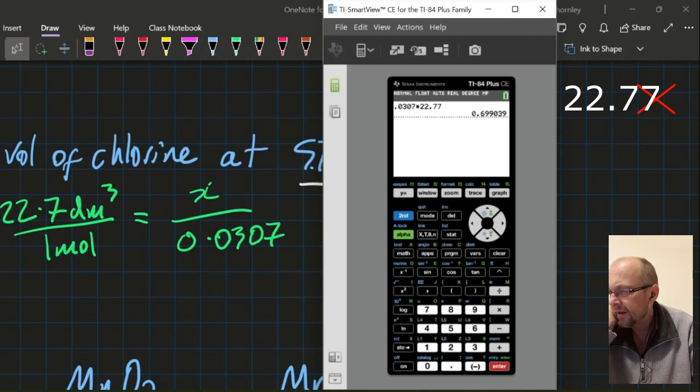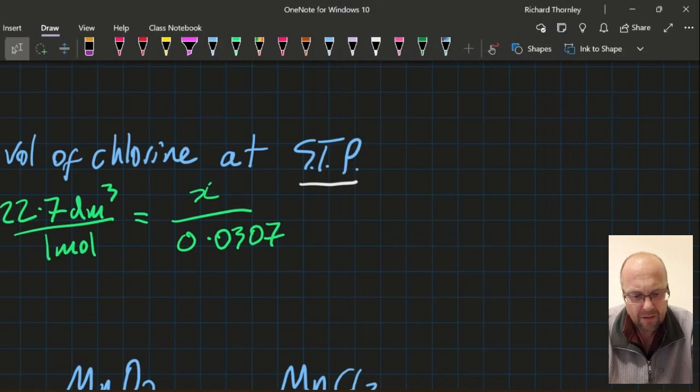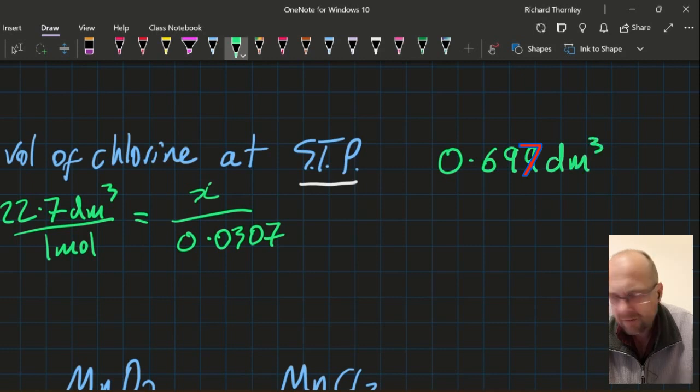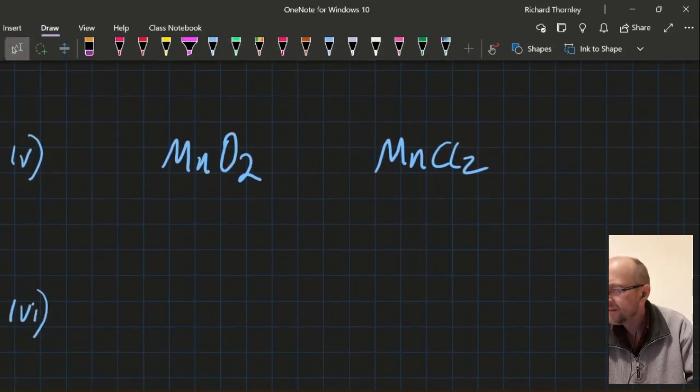Point 699. 0.699. So my volume of chlorine is going to be 0.699. It comes out in decimeters cubed. Is that what they want, or do they want milliliters? Something tricky like that. No, decimeters cubed. Lovely.